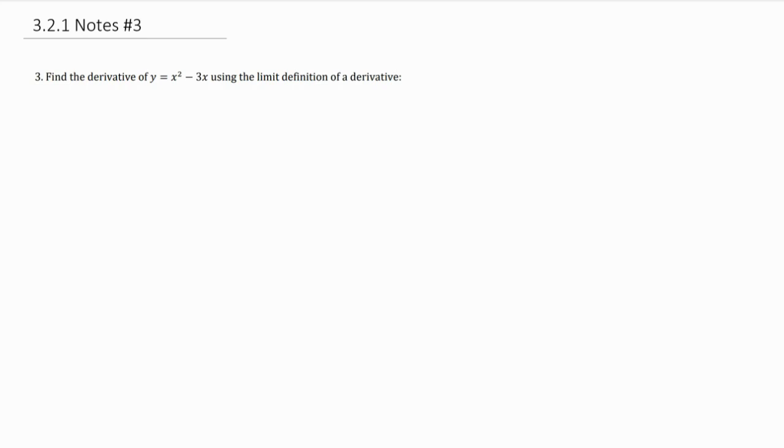We kind of teach it backwards a little bit. But when I say using the limit definition of a derivative, I need to know that you understand what that limit definition is and how to simplify your limit. So there are three different limit definitions of a derivative, right?